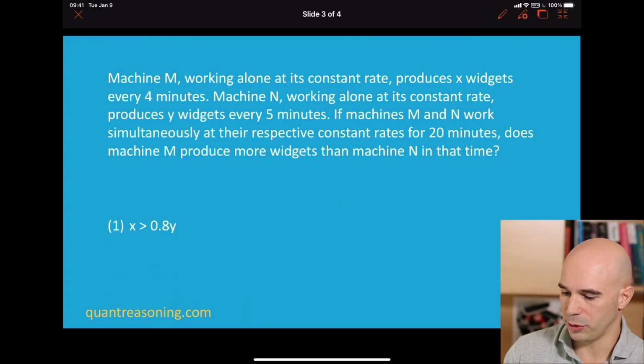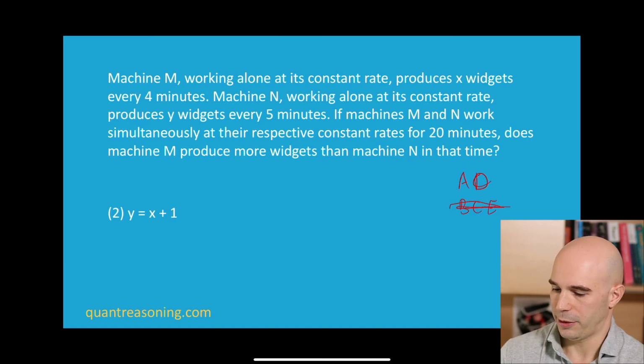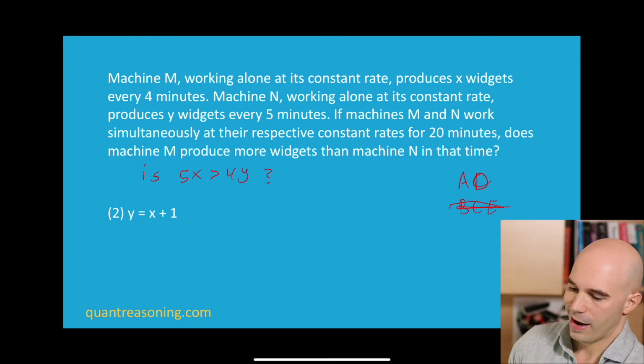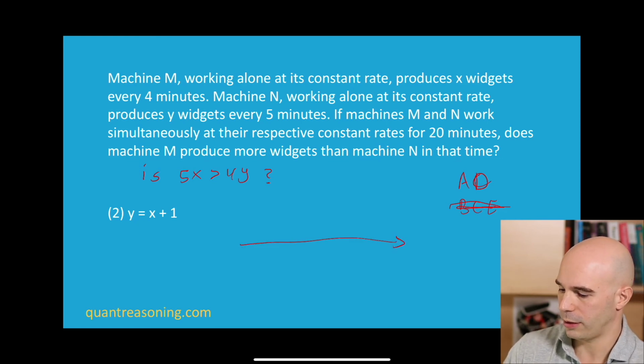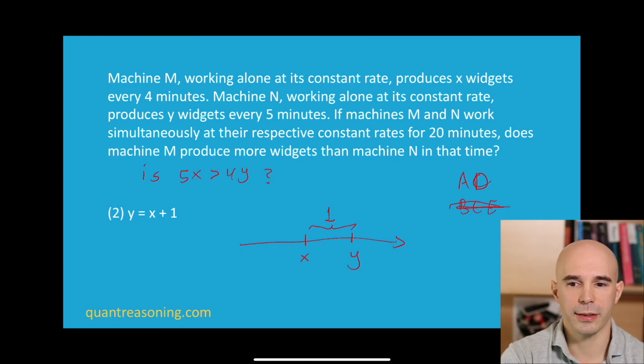I find statement 2 to be a lot more interesting because my first instinct, let me just write the question again. It was, is 5x greater than 4y? My first instinct when I see this statement is to say it can't possibly be sufficient. Why do I say that? Because knowing how far apart two things are on the number line, and this statement is telling us that y is exactly 1 unit to the right of x, couldn't possibly tell me anything about their ratio, which is really what this question is asking about.